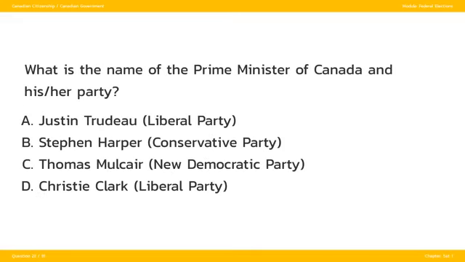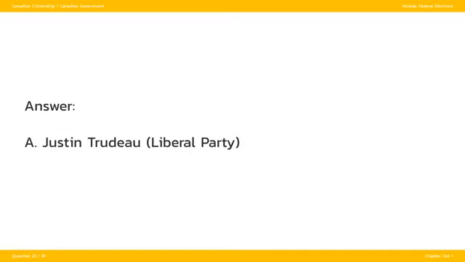What is the name of the Prime Minister of Canada and his/her party? A. Justin Trudeau, Liberal Party. B. Stephen Harper, Conservative Party. C. Thomas Mulcair, New Democratic Party. D. Christy Clark, Liberal Party. The answer is A. Justin Trudeau, Liberal Party.